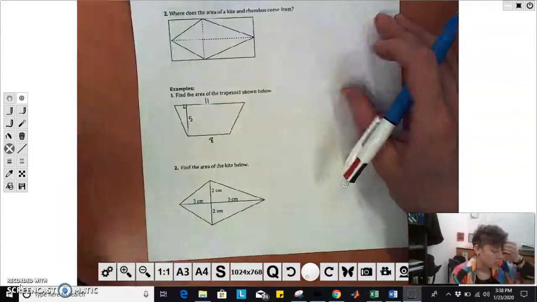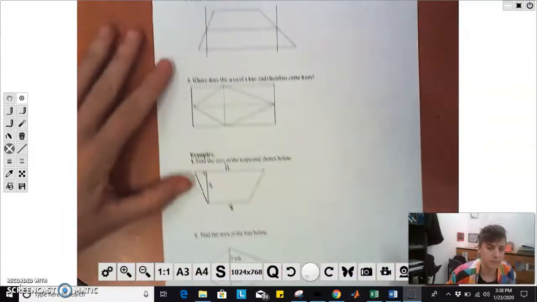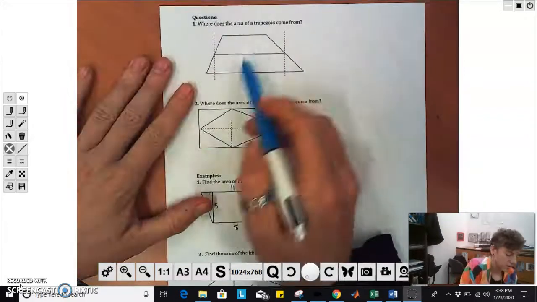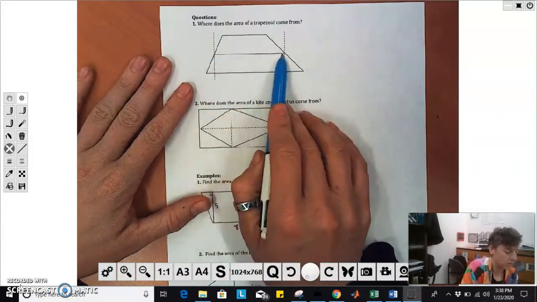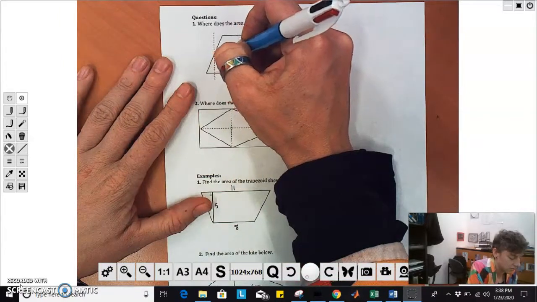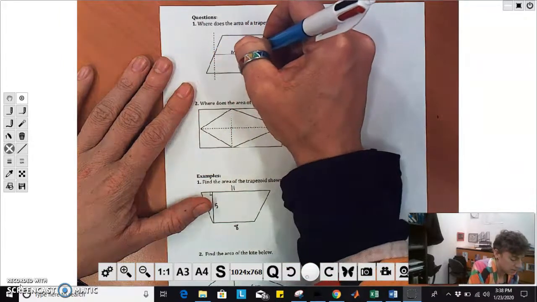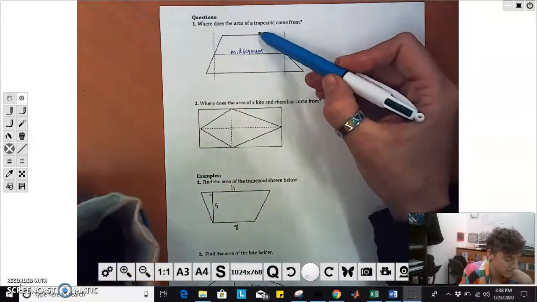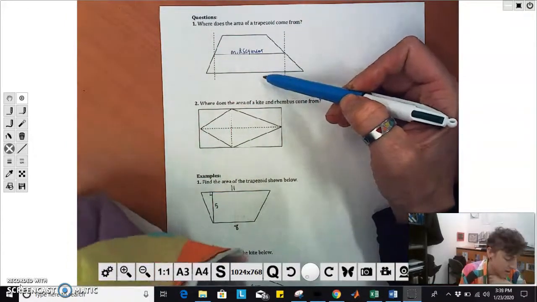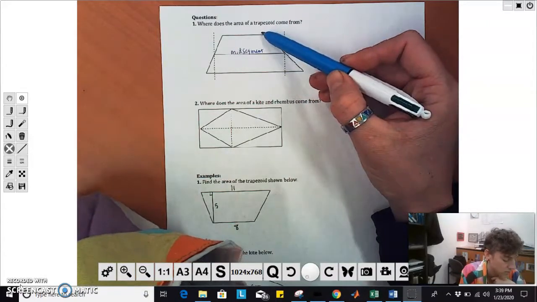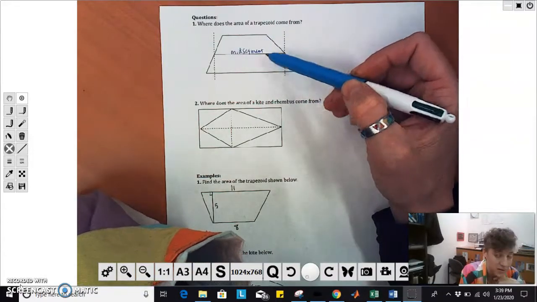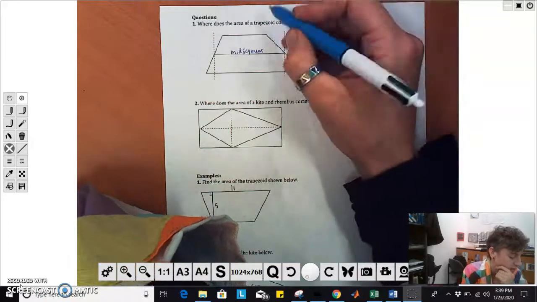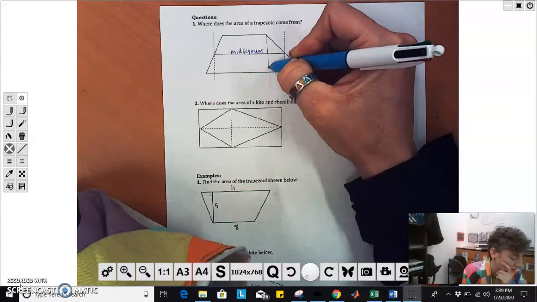Why is that true? How do we find the area of a trapezoid? Where did that come from? Y'all remember what this is called? Oh, that's right. It's called the mid-segment. The mid-segment was halfway between the bases. So it was base 1 plus base 2 divided by 2. That was our mid-segment. And then we've still got the height going on here.